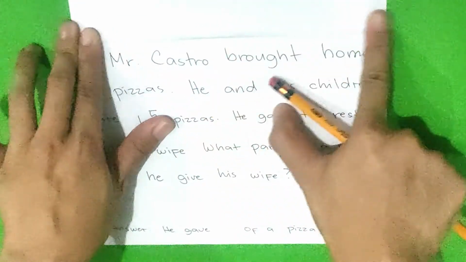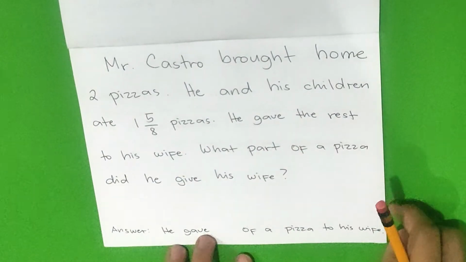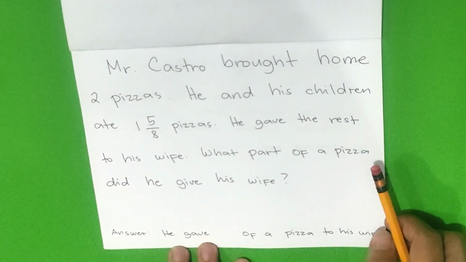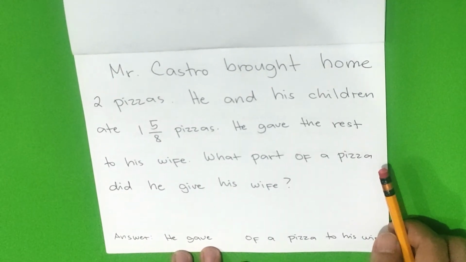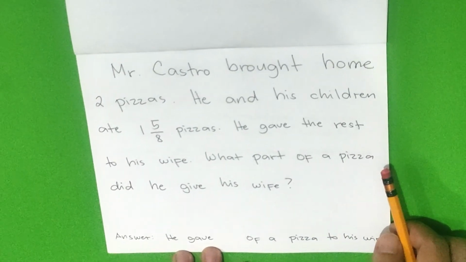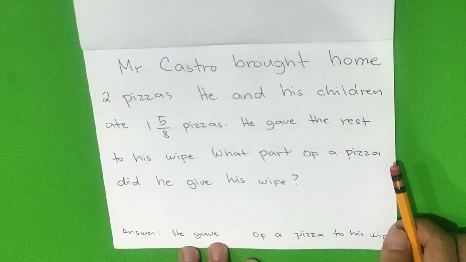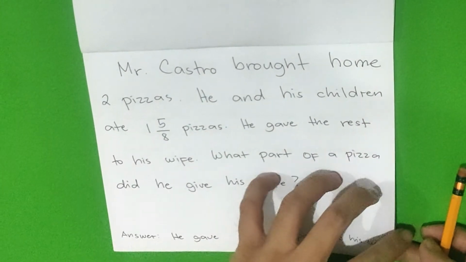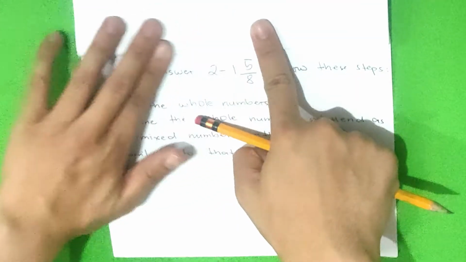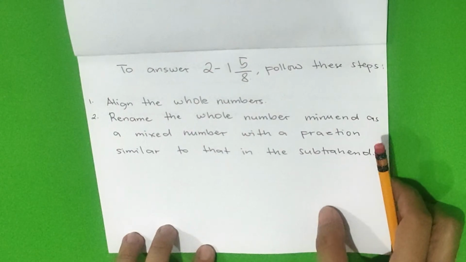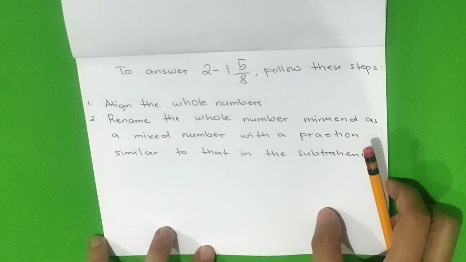Let us have an example. Mr. Castro brought home 2 pizzas. He and his children ate 1 5/8 pizzas. He gave the rest to his wife. What part of a pizza did he give his wife? So to answer 2 minus 1 5/8, follow these steps.